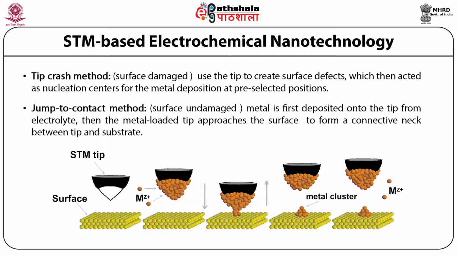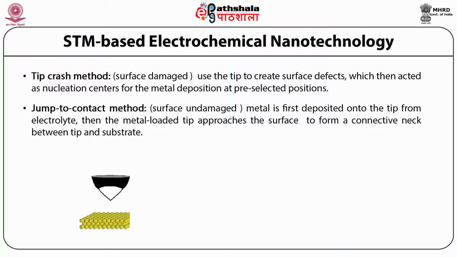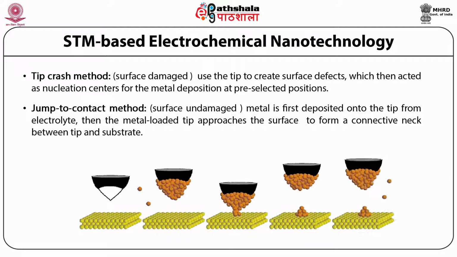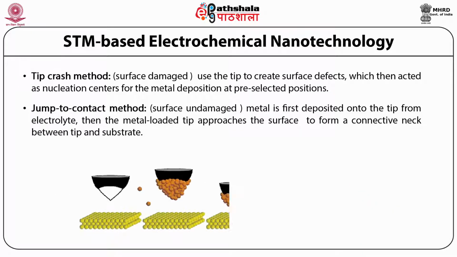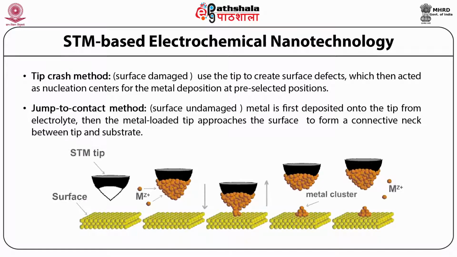The jump to contact method is a similar method. The surface remains undamaged. Metal is first deposited onto the tip from the electrolyte. Then the metal loaded tip approaches the surface to form a connective neck between tip and substrate. Upon retreat of the tip and applying a pulse voltage, the neck breaks, leaving a metal cluster on the substrate. Continued metal deposition onto the tip supplies enough material for the next cluster. This has been clearly shown in the diagram given below.